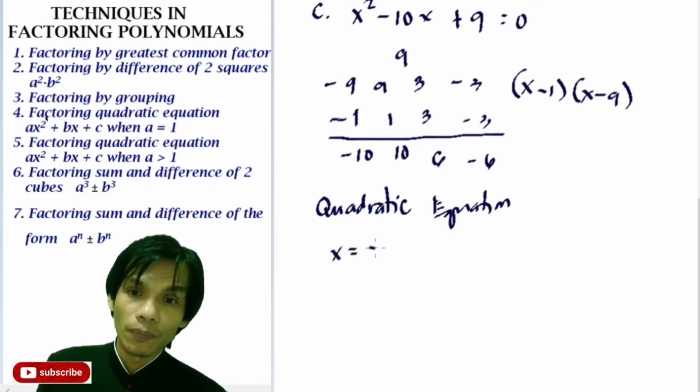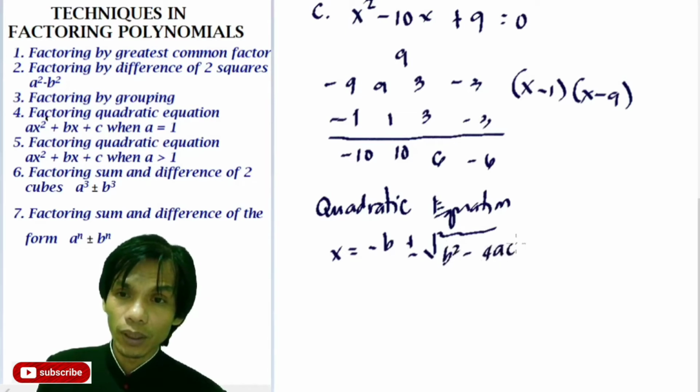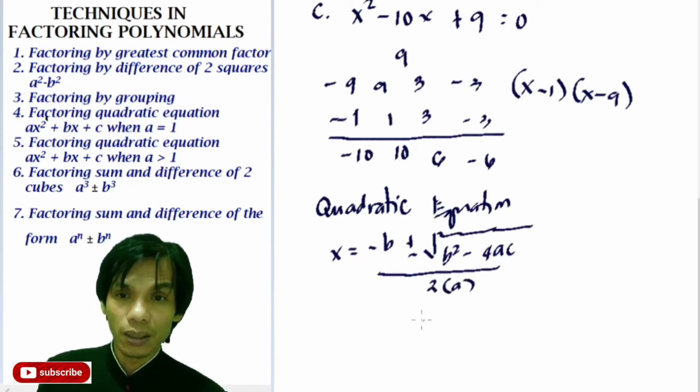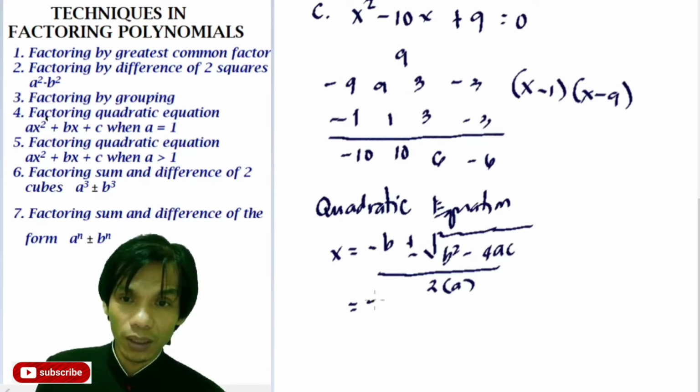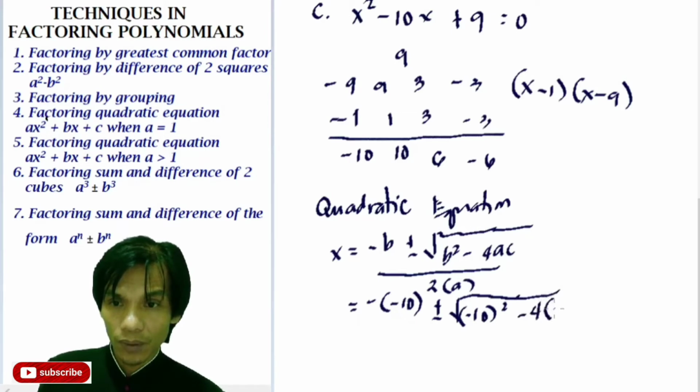X is equal to what? Negative b plus minus square root of b squared minus 4ac, di ba? Maalala nyo pa yung algebra class nyo, multiplied by 2a. Sige. So, sa case na to, ano yung ating b? Ang b natin dito is negative 10. So, we have negative of negative 10 plus or minus of b squared. That is negative 10, the quantity squared, minus 4. Ano yung a natin? 1.